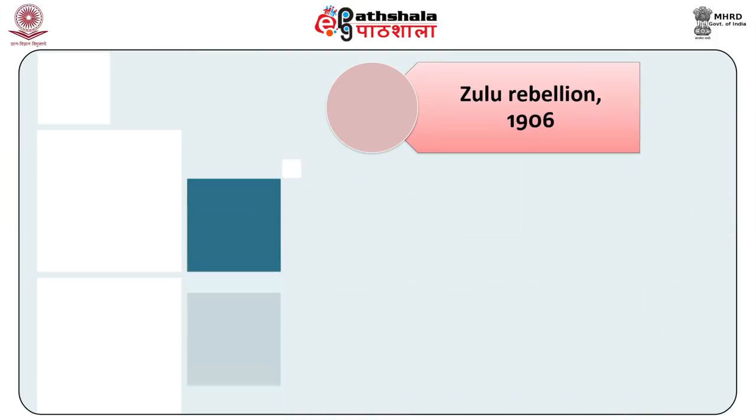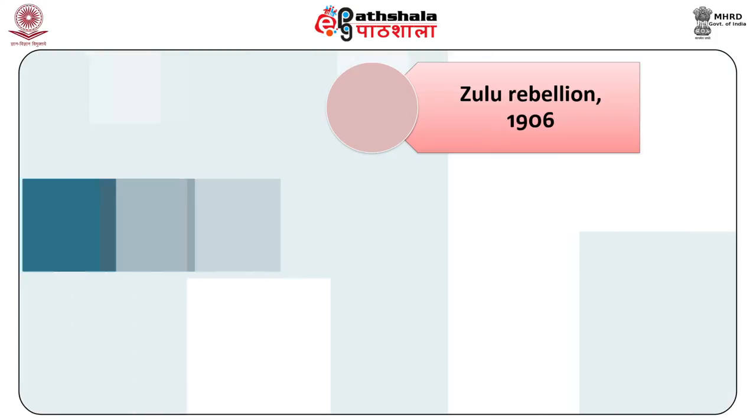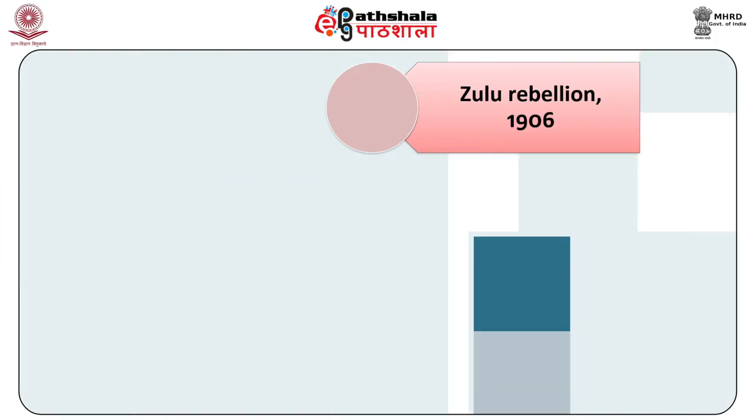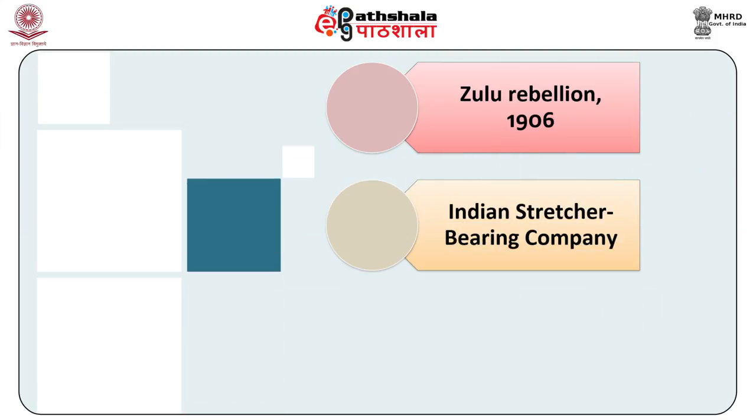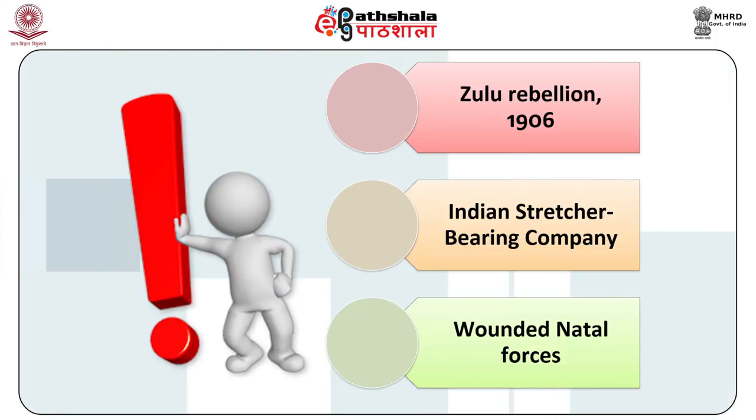The example is the Zulu rebellion that occurred in 1906. Gandhi, considering himself a citizen of Natal, offered to form a voluntary Indian stretcher-bearer company for the service of the wounded Natal forces. The company undertook the task of nursing the wounded Zulu rebels and loyalists alike back to health. At times, the volunteers had to walk 40 miles, often through hilly areas. The commanding officers, who had been bitterly against the return of Gandhi to South Africa, were surprised at his devotion.